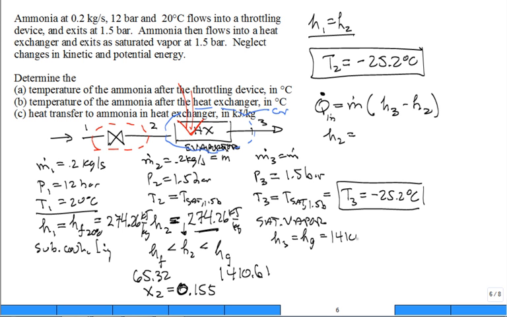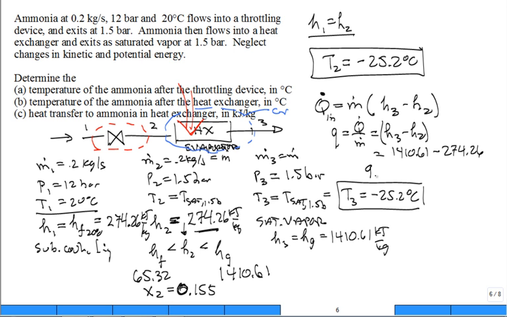That's 1410.61 kilojoules per kilogram. True? So this lowercase q, which is q dot divided by m dot, is equal to h3 minus h2. It's 1410.61 minus 274.26. Lowercase q is equal to 1,136 kilojoules per kilogram. That's the heat pickup in that evaporator from the surroundings going into the refrigerant to vaporize or evaporate the 85%, which was still in the liquid state.